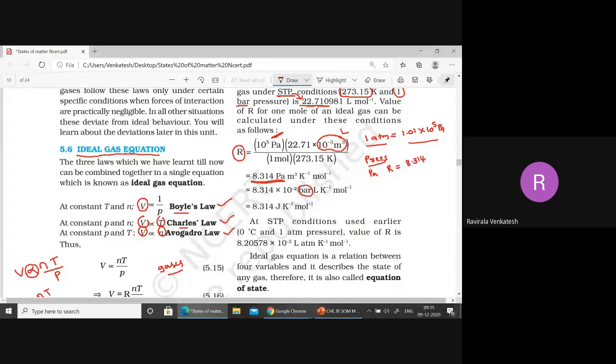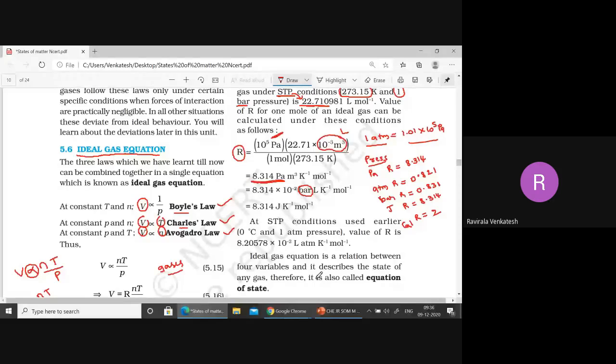If they give pressure in terms of atmosphere, you take R value equal to 0.0821. If they give in terms of bar, the R value will be 0.831. In terms of joules, the R value must be 8.314. In terms of calories, the R value is 1.987, but roughly you take 2 calories.